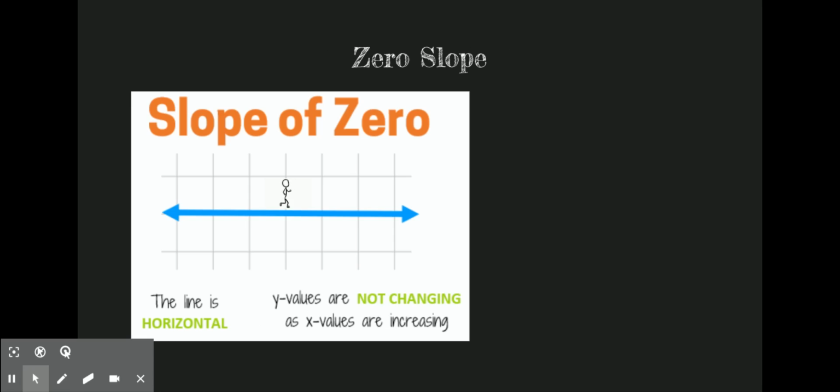All right, let's talk about a slope of 0. Slope of 0 is, I like to say, kind of an easy, nice walk in the park. So the line is going to run horizontal. The y values are not changing at all. As you see in this graph, there is no up or down movement in this line. It is staying right along the x-axis. So the y values are not changing at all as the x values are increasing. So as I read this graph from left to right, I can clearly see that as the x values increase, the y has 0 or no change.